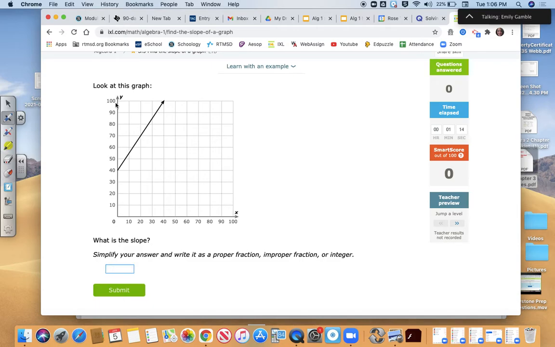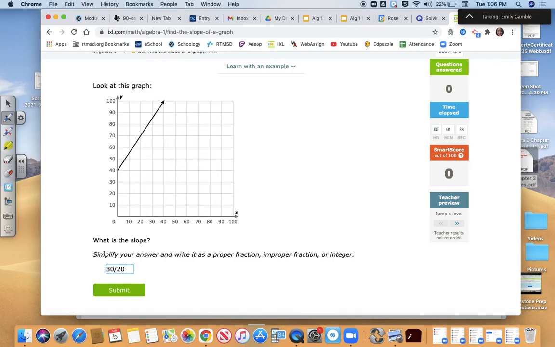Or you can use the rise over run idea by looking at how far it goes up versus over. Well, to get from 40, we're looking at this point to this point, it goes from 40 up to 70, so that's an increase of 30. And then it goes from 0 here on x to 20, that's an increase of 20. So 30 over 20 is the slope.